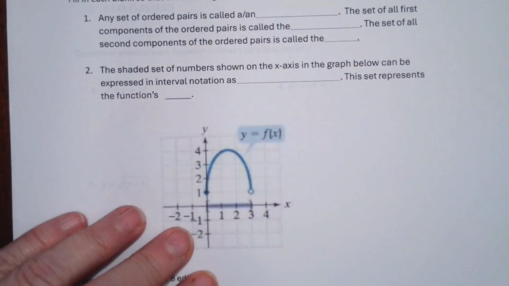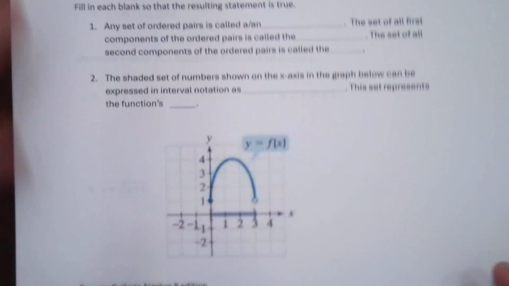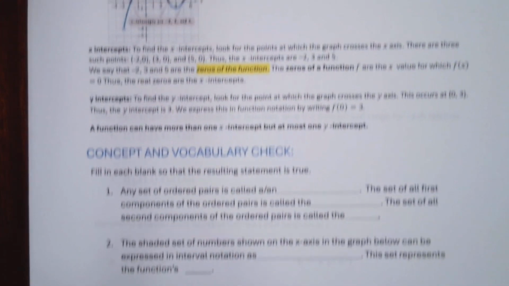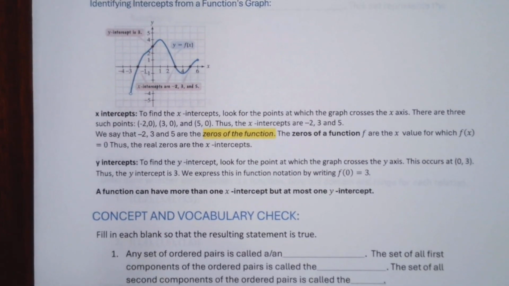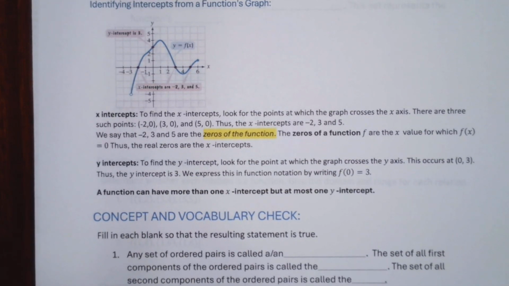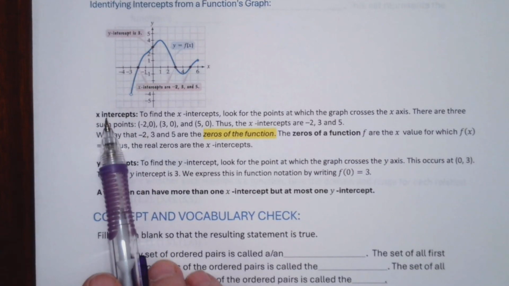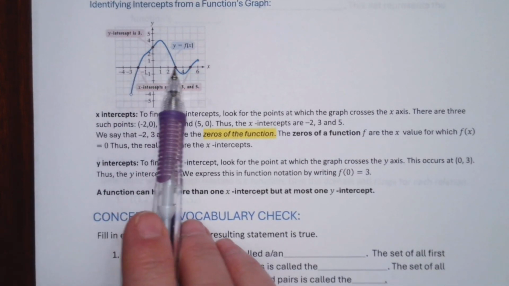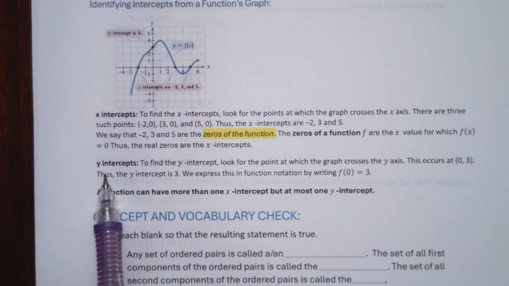All right, let's see. What are we going to do next? Intercepts. So these are fun because intercepts are at what point do they cross the x-axis? So x-intercepts are the points that cross at the x-axis, and y-intercepts are where they cross at the y-axis.